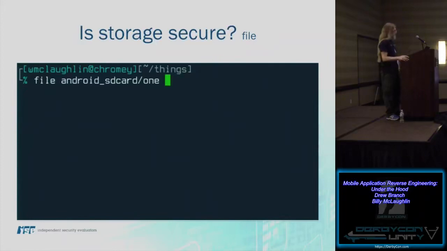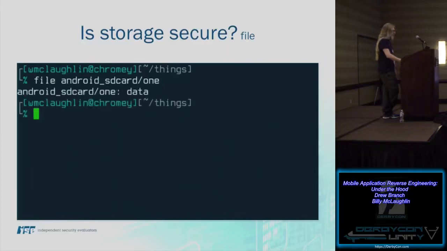First thing I want to do is run the file command. The file command is very simple. Basically, it attempts to tell you what type of data is stored in a given file. In our case, the only parameter is going to be the location of our file, which is the Android SD card file 1 on our host machine. It turns out that when we run file, we don't get anything particularly useful. It tells us there's data in this file. It doesn't seem to be able to figure out anything beyond that.